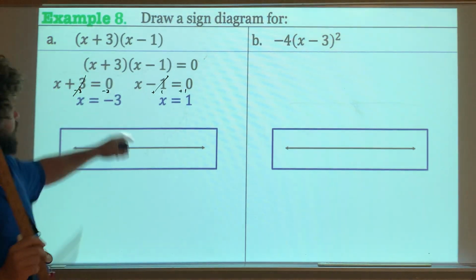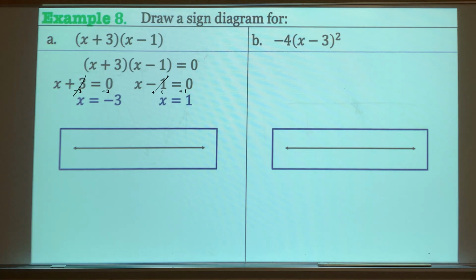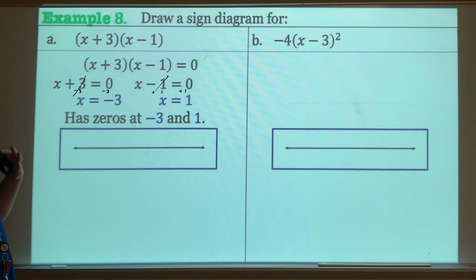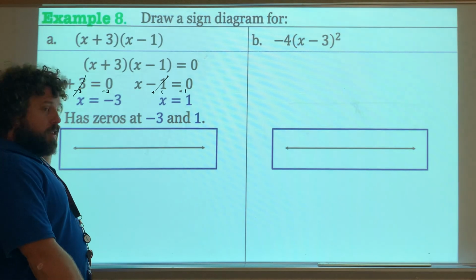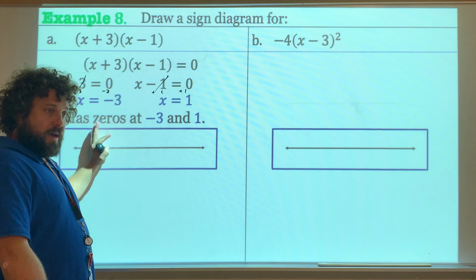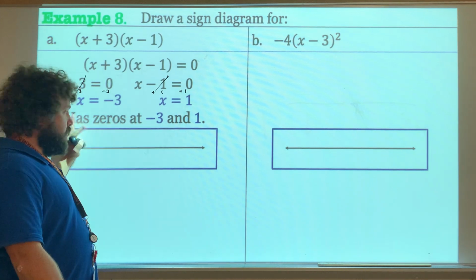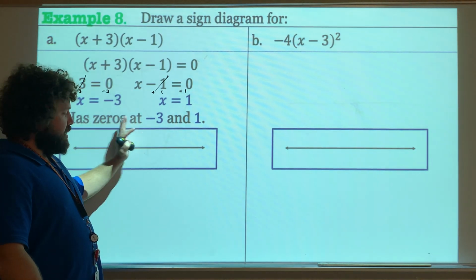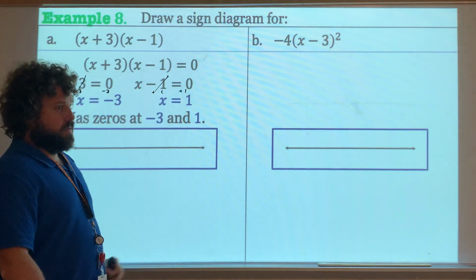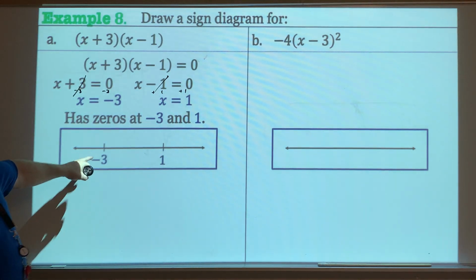So what do we know about the negative 3 and the 1? They are our zeros. We have zeros at negative 3 and 1. So what you have to do is go in ascending order. That means you start with the lowest number on the left, ascend higher, and then you get the highest number at the right. So we put a negative 3 here and a 1 here.